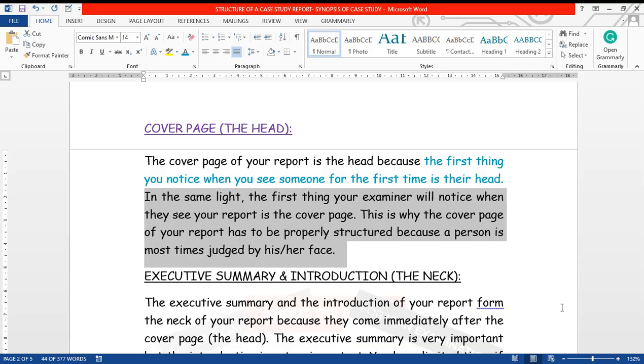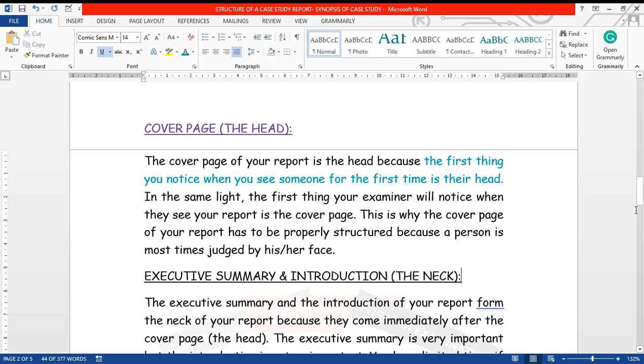So you have to ensure that the head of your report, the cover page, is in order, in alignment with the requirements. What I'm saying in essence is that it depends on whether it is an external report or an internal report. So the cover page is the head of your report. That's the first thing you do.